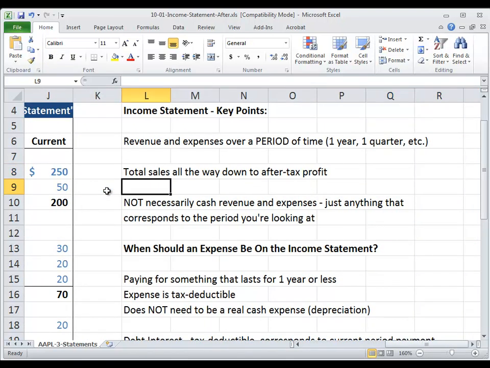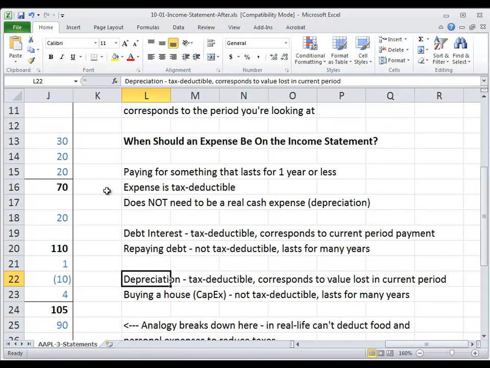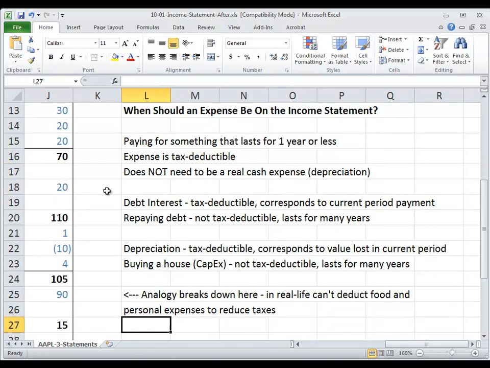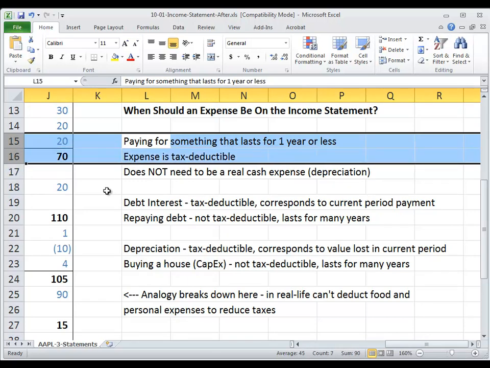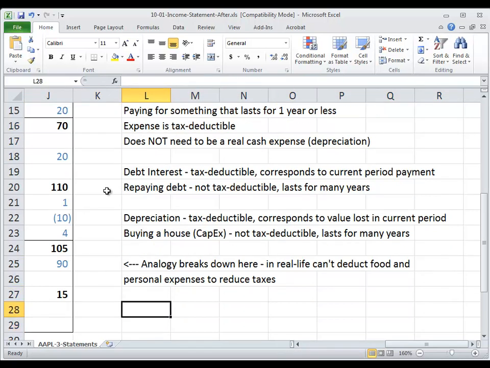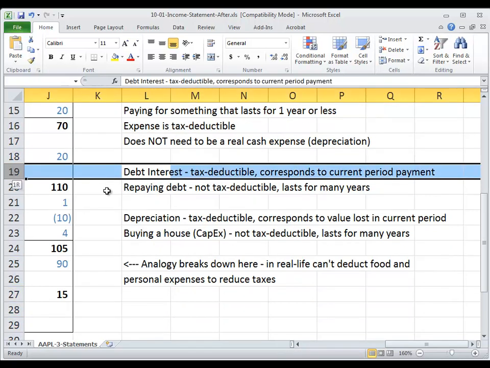I've also gotten some questions on when an expense should be on the income statement versus when expenses should not be on the income statement. Generally, there are 2 criteria that it needs to meet. First off, you have to be paying for something that lasts for 1 year or less, and then that expense has to be tax deductible. So, as a few examples here, debt interest is tax deductible, and it corresponds to something in the current period, so it shows up on the income statement.